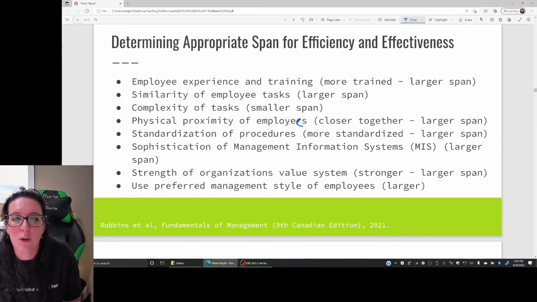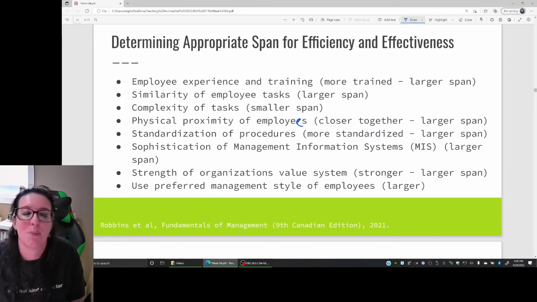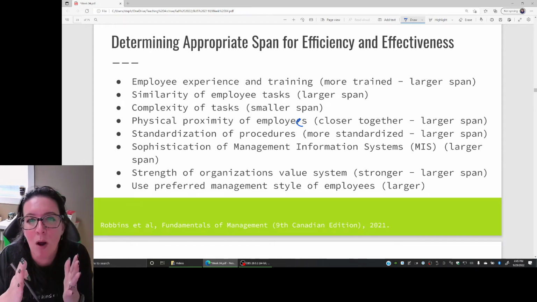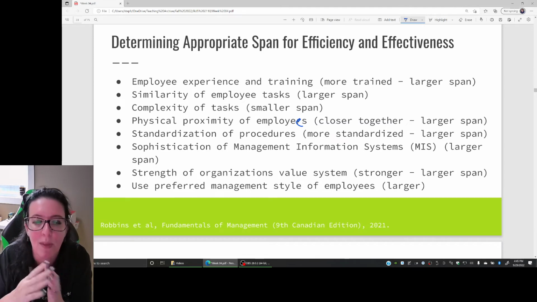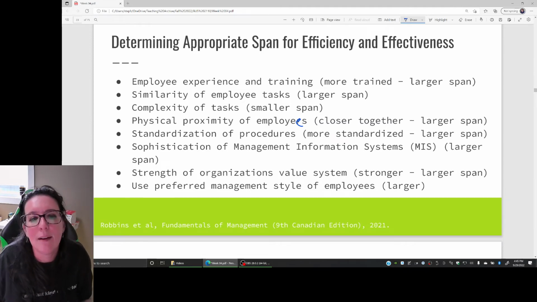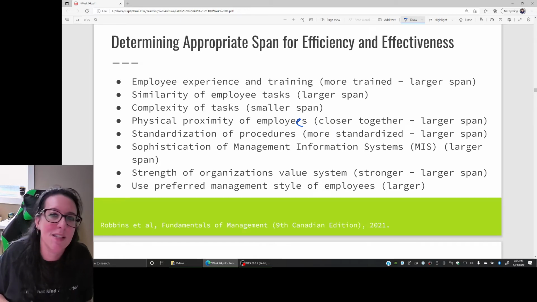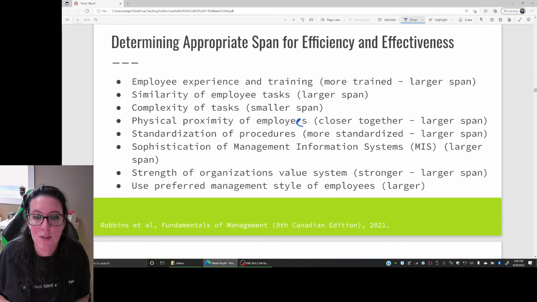If there is strength in terms of the organization's value system, so everyone clearly knows what's expected of them, then you can have a much larger span. If the expectations are not clear, then you need more monitoring by the manager of the subordinates, and it's going to be a much smaller group that the manager can handle. If the manager's style matches that of what the employees want, then you can have a much larger span there as well. So a number of these factors influence how many people one manager can have reporting to them.